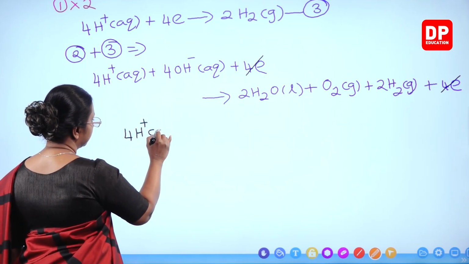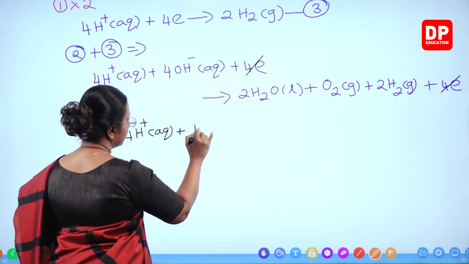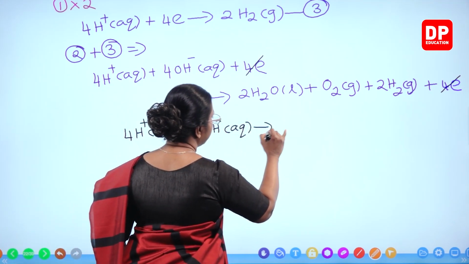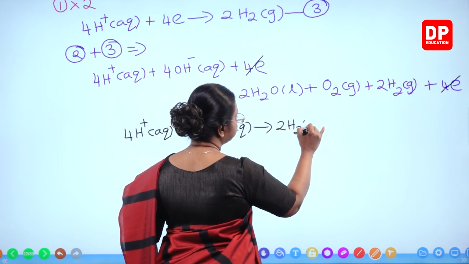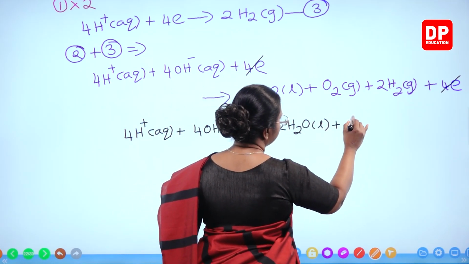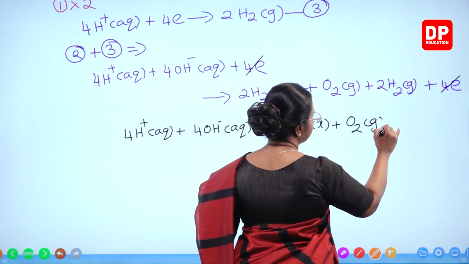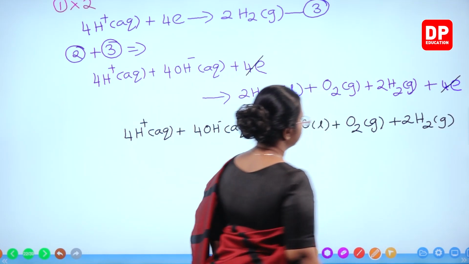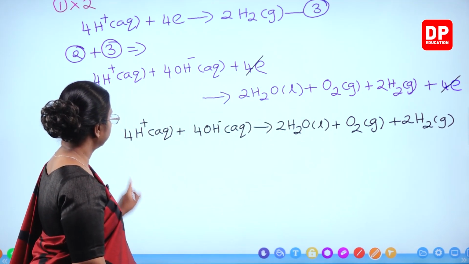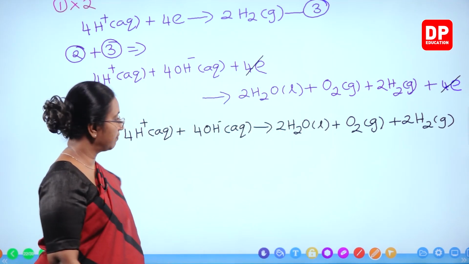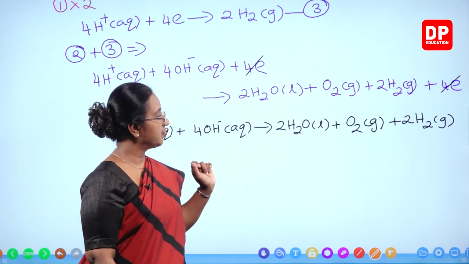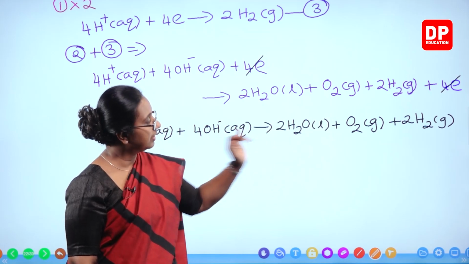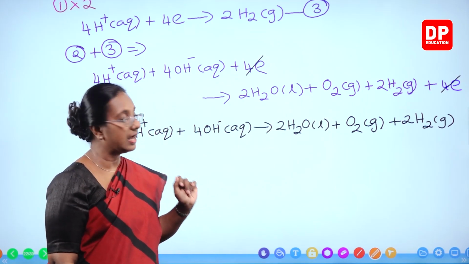4H+ aqueous plus 4OH- aqueous giving rise to 2 water liquid, O2 gas and 2H2 gas. So now you can see we have H+ and OH- from water. Here also there is water produced. So finally if you look at it, water is being converted to oxygen and hydrogen.